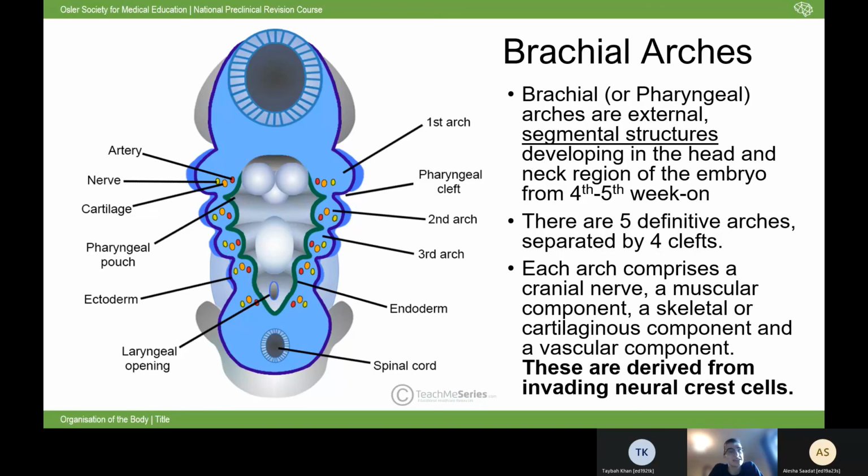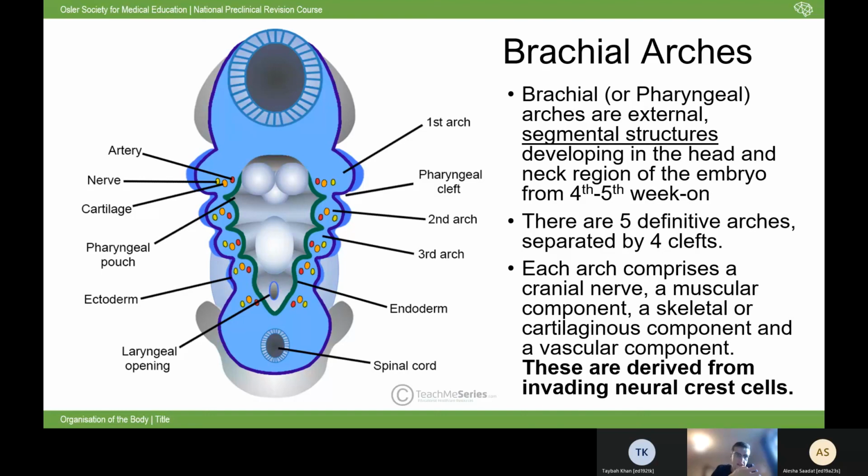And these, similar to the somites, are a segmental repeated structure. Each brachial arch has the same components. It has a cranial nerve, a muscular component, a skeletal component, and a vascular component. And they each form a definitive cranial nerve, some bones, some muscle, and also there's a blood vessel in there as well. All of those structures are actually formed by the neural crest, which is why we say that the neural crest is so important for the development of the head and face, the neck as well, face and skeleton. There's a neater way of saying that: the head and neck musculoskeletal system, let's say.